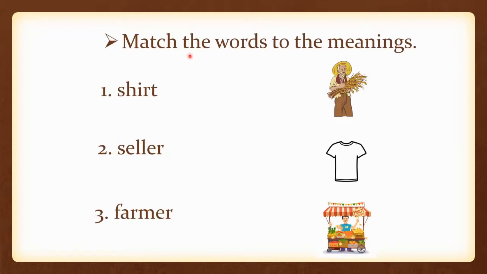So match the words to the meanings. Shirt, seller, farmer. What is the answer, students? You all can find out the picture from here. Yes, very good. Which is the shirt? First one. Very good. Second, seller. Who is the seller here? Very good, students. And third one is farmer. Who is the farmer here? Yes, very good.